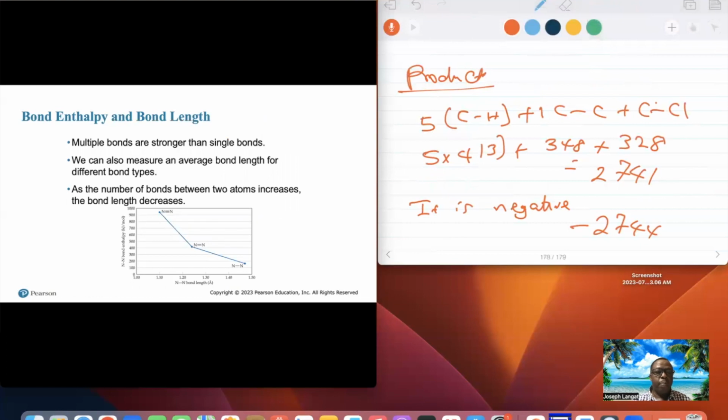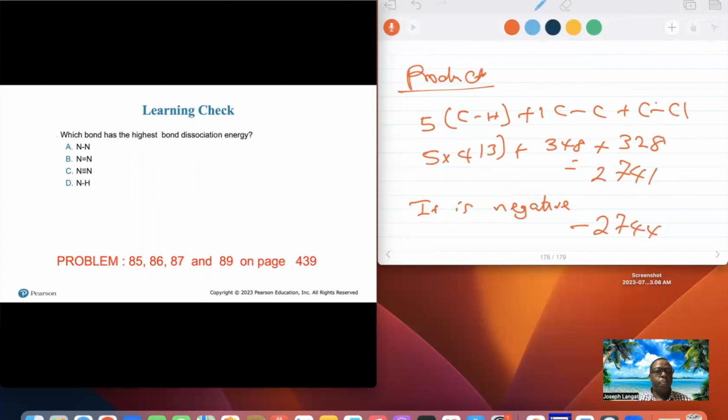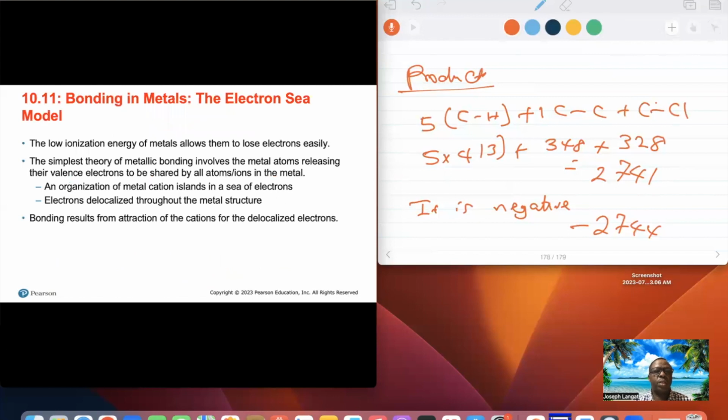Now, bond enthalpy and bond length: this is just a repetition on the strength of the bond, that the triple bond is always stronger than the double bond, which is stronger than the single bond. Which bond has the highest bond dissociation energy? It's the triple bond, which is C. We just looked at that. You need to read more on bond strength. Problems 85, 86, 87, and 89 on page 439. You should have the answers at the back of the book. Practice with those. Even the self-check quiz on chapter 10 will help you master the strength of dissociation.